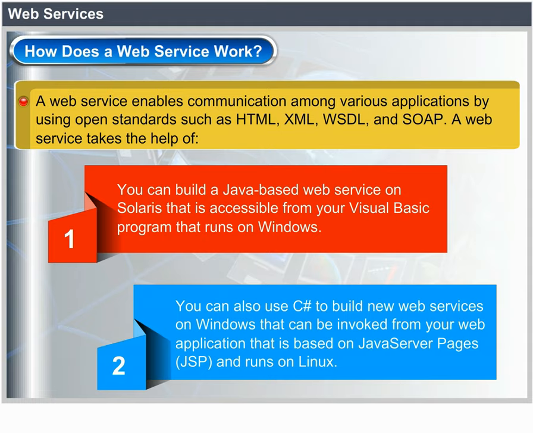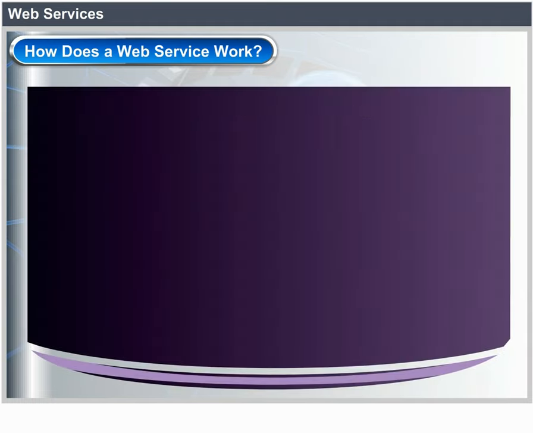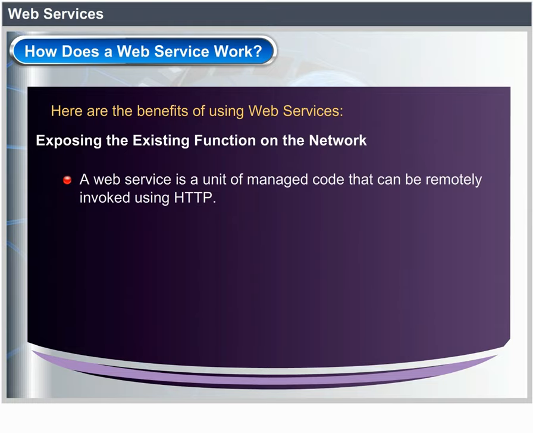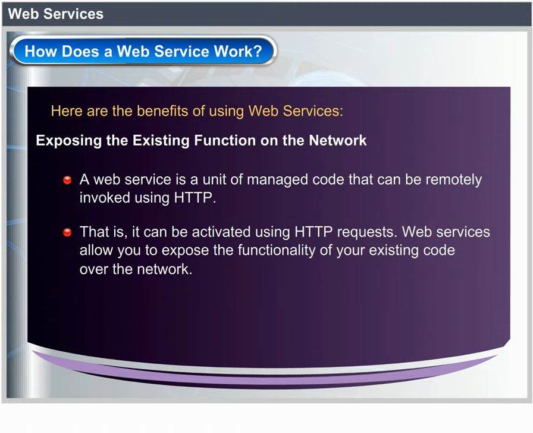Here are the benefits of using web services. Exposing the existing function on the network. A web service is a unit of managed code that can be remotely invoked using HTTP. That is, it can be activated using HTTP requests. Web services allow you to expose the functionality of your existing code over the network. Once it is exposed on the network, other applications can use the functionality of your program.